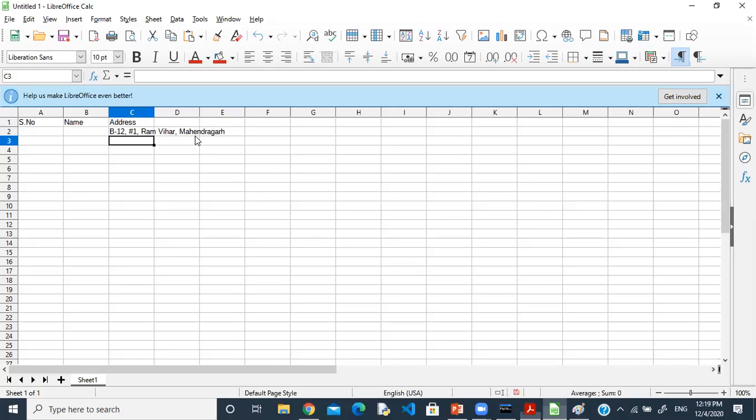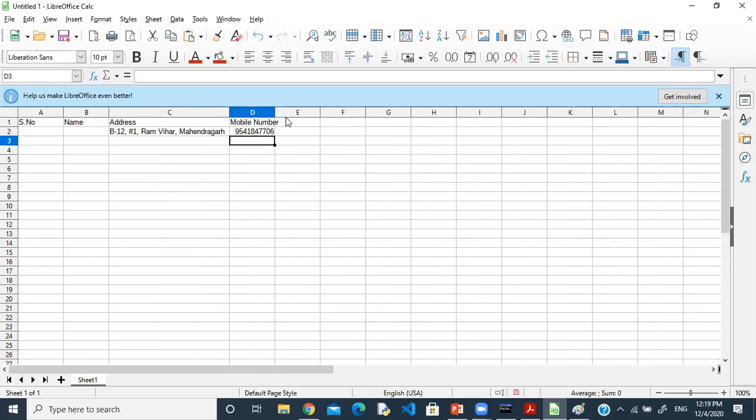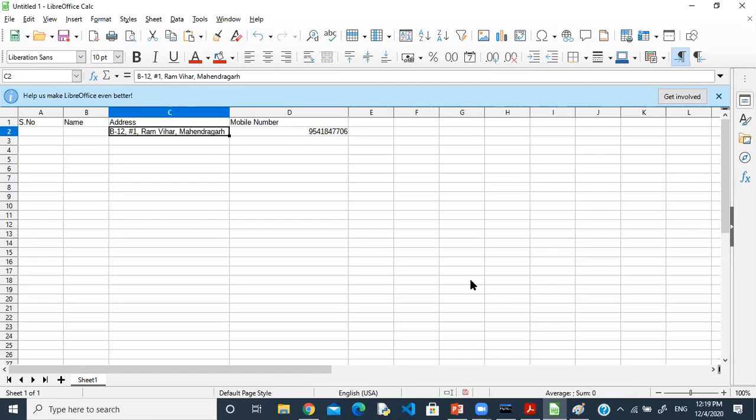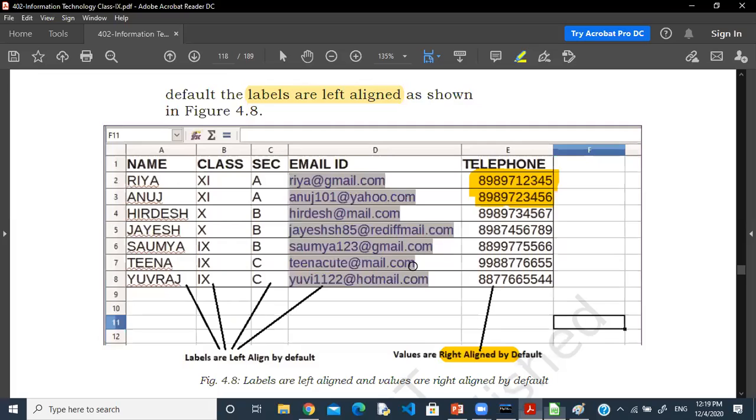Like this, I'm writing here mobile number. And now I'm going to write the mobile number here, 9541847706. You can find that this is left aligned. I'm just increasing the width of the cell, and now you can easily see. Look at this: the label Mobile number is left aligned, but this number is right aligned. So these things you have to remember.